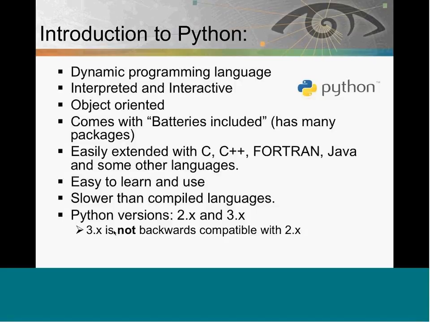Two versions are available: one is 2.x and another one is 3.x. The current one is 2.7.6, which is the latest version of the Python 2 series, and 3.4.0 is the latest one in the Python 3 series. One thing about these two versions is that Python 3 is not backward compatible with Python 2, so be careful when you are writing code in 2 or 3. But many people have written their code in Python 2, so they are facing difficulty when they want to port to Python 3.